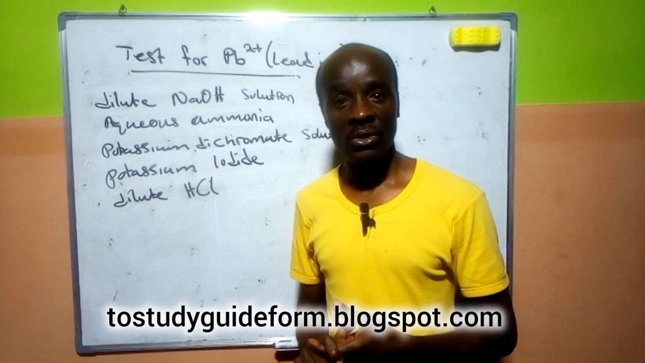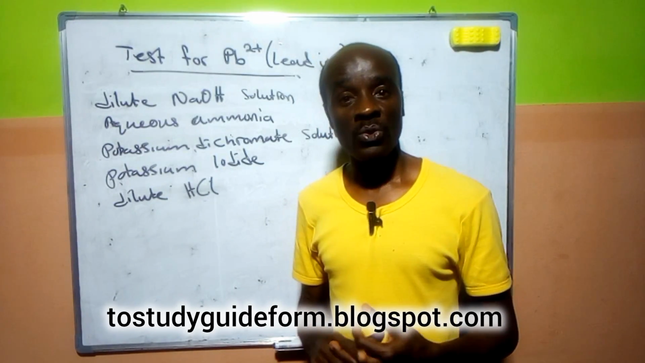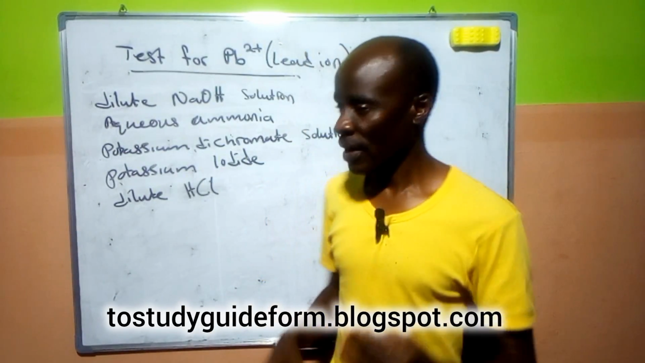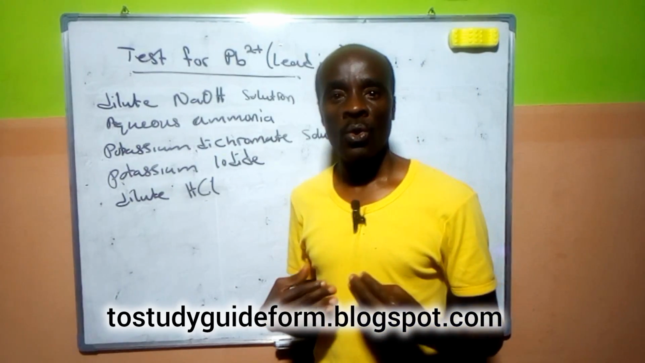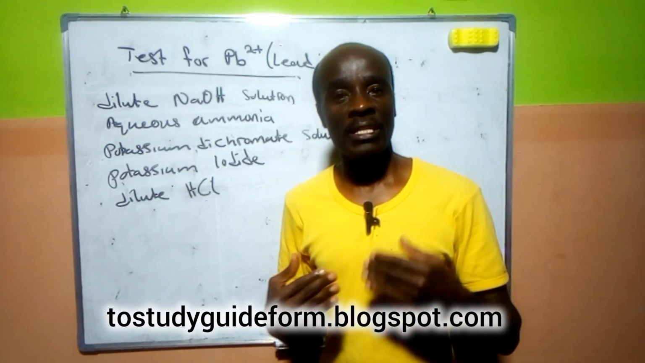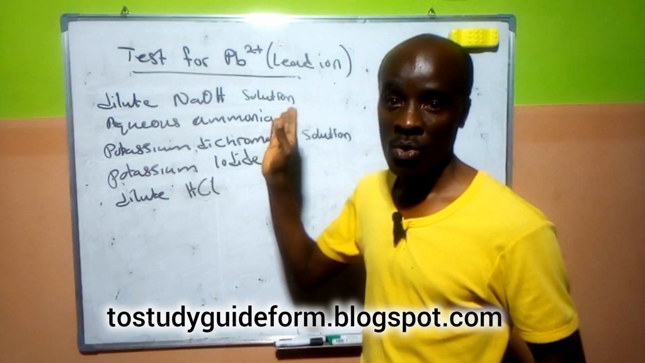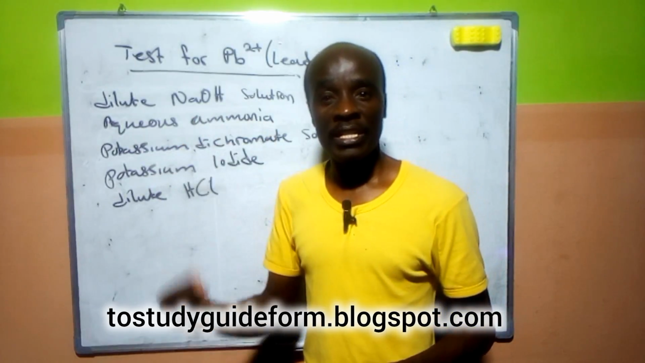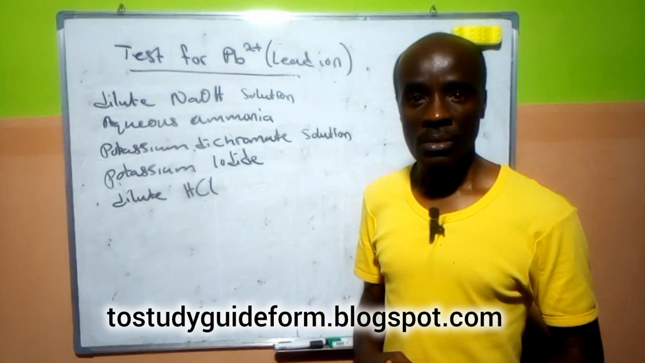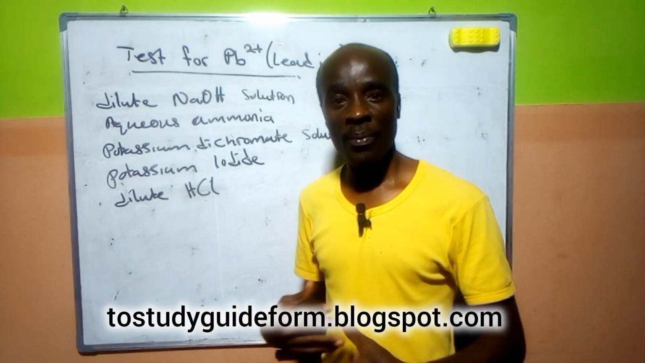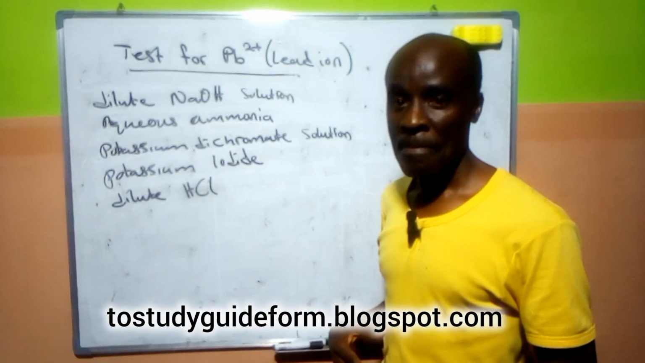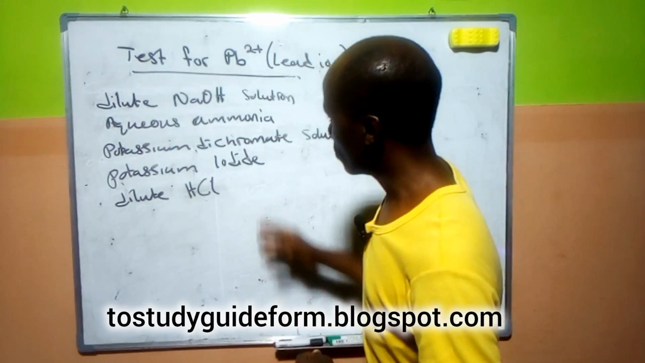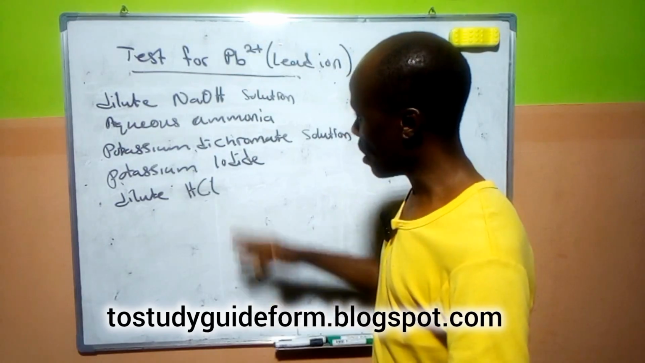One, chemical reactions. We also need to know how to test those things, how to identify the ions, and also what happens, the kind of precipitate that each of them produces. For example, I'm going to show you the kind of precipitate you will expect whenever lead ion is present in any solution or a compound. When you dissolve a compound in water, you'll be able to find out if lead is present. So let's quickly dive into it. We have all these reagents here.